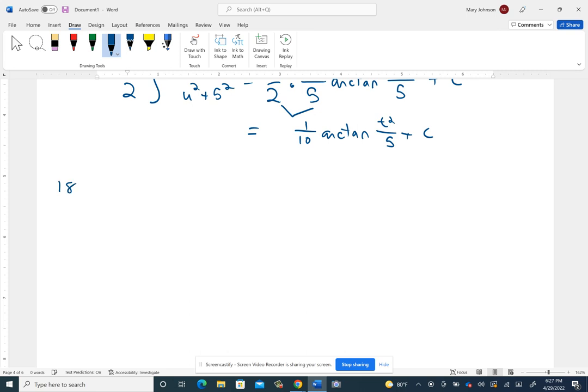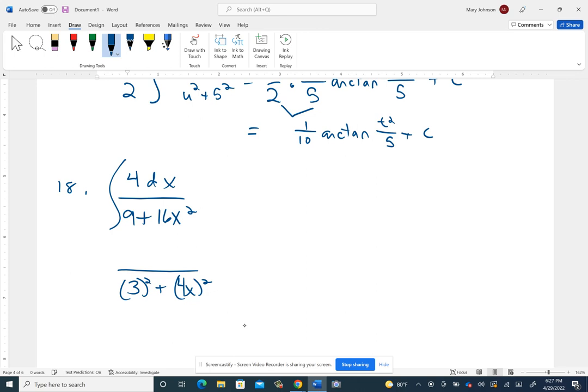So question number 18 on the test was 4 dx over 9 plus 16x squared. And you're trying to integrate that. Okay. All right. So you think about the denominator being 3 squared plus 4x in parentheses squared. And then let's see about that 4. Maybe that 4 is going to be a good thing. So don't do something with it yet.